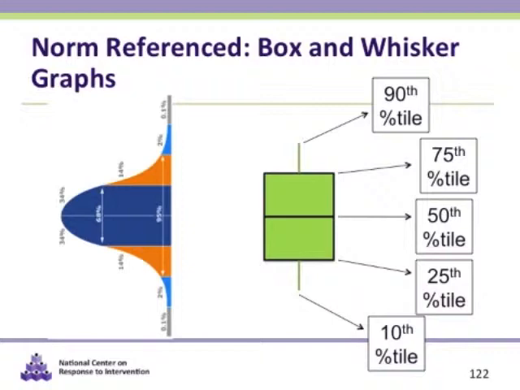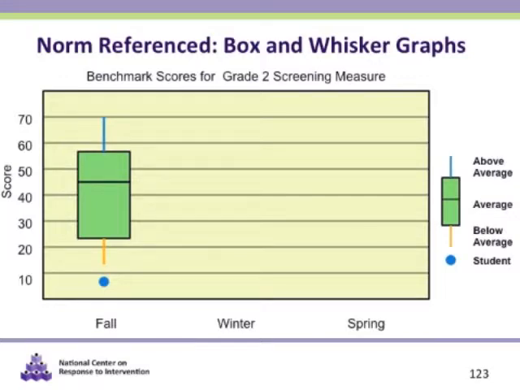Now there are kids who fall well below the 25th and well above the 75th, and that's where we get into fewer students, so we use a line to represent that. And then any kid who falls beyond the 90th and the 10th tends to be an outlier. So this is an example of a student who's being compared to his peers. The blue dot is the student, and the box plot represents the peer group that this kid is being compared to. So how is this kid performing?